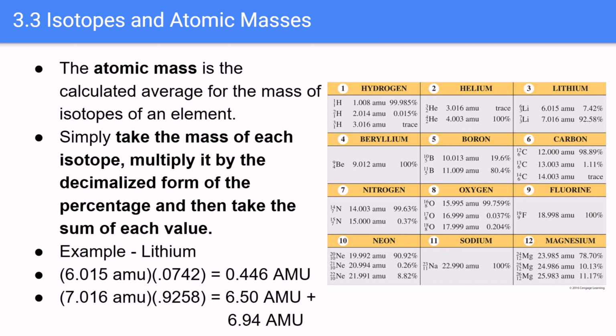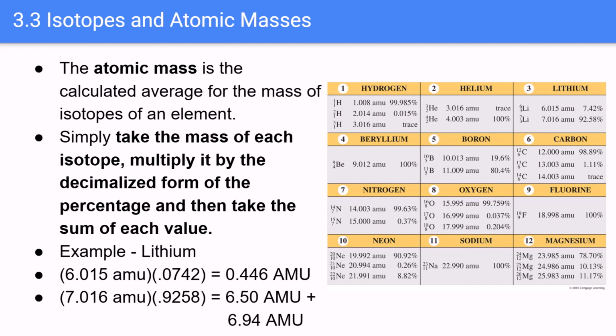So for example, I'm looking at lithium here. Lithium has two isotopes, one with a mass of 6.015 AMU, and we'll talk about what that means in a moment, and then one that is 7.016 AMU. So there's two isotopes here. I take each individual weight and I multiply it by the percentage. Now remember that percentages in decimalized form have been divided by 100. So notice I'm not taking 6.015 AMU and multiplying it by 7.42, but rather I'm multiplying it by 0.0742. You divide that percentage by 100 to get the decimalized form of the percentage.